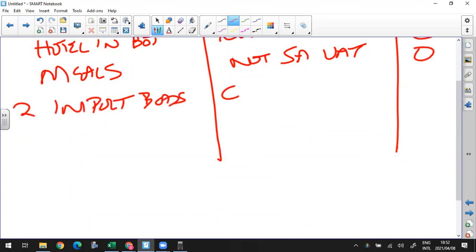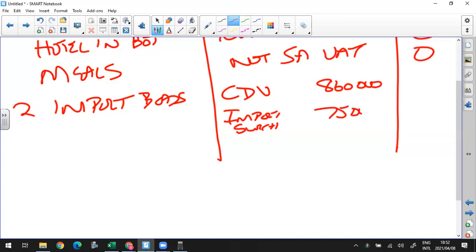Customs duty value, how much is it equal to? It's equal to 860,000 Rand per the question. Do we need to add 10% onto it or not? No, because it comes from a BSLN country, Botswana, Swaziland, Lesotho, Namibia. So we don't need to add the 10%. Do we need to include the import surcharges? Yes, 7,500.